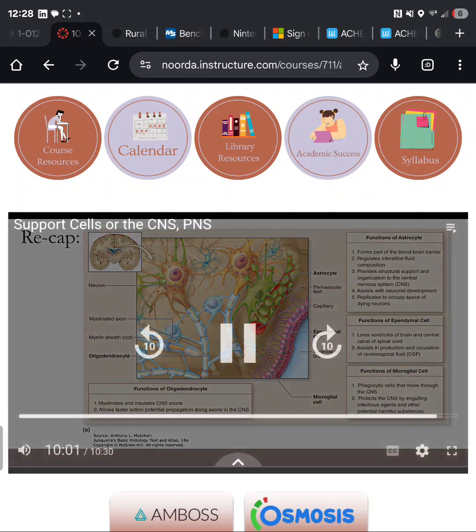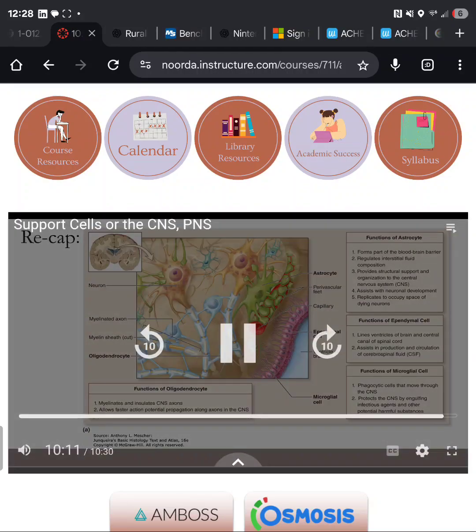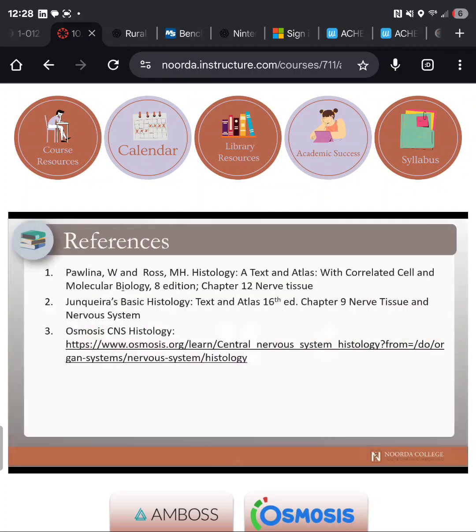So on that note, I will leave you with a recap of some key CNS support cells, such as the oligodendrocytes, astrocytes, ependymal cells, and microglial cells. I know the video in Osmosis talked about Purkinje cells and other cells, but we really just want to focus on these key cells right here.